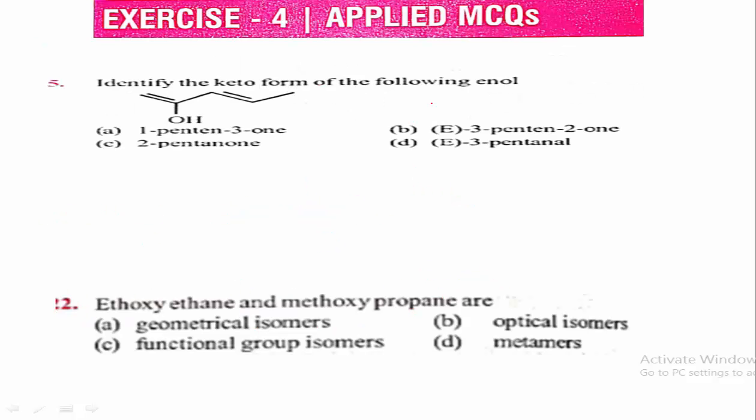Okay, next very important questions on exercise 4, applied multiple choice questions, students. Identify the keto form of the following enol. Yes, here a compound structure is given, an enol. First I write the enol to keto form of the given compound structure. I write the similar structure here. This one is OH and this one contains a double bond and here a single bond. Is it right? Yes.